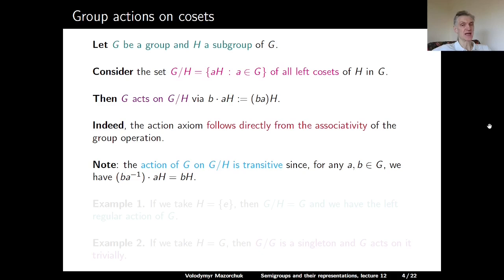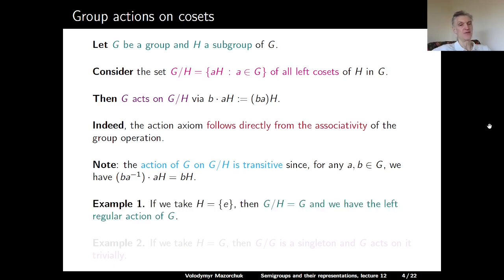Let us note that this action is transitive. The action of G on the set G/H is transitive, because for any elements a, b in G, applying ba^{-1} to the coset aH, we get the coset bH. So from any coset we can get to any other coset by left multiplication with some element in G.